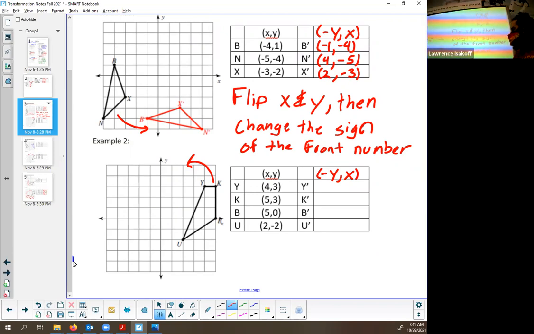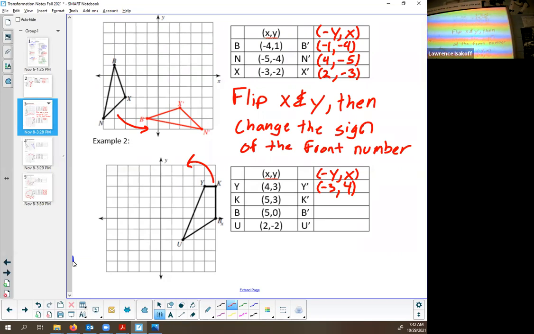So what should the new point for Y be? I got negative, that's going to be a -4. Wait, that's going to be a 4 and a -3. Yes, but we need to just switch that order around. Yeah, so -3 and 4. We need to switch the order and then change that sign.